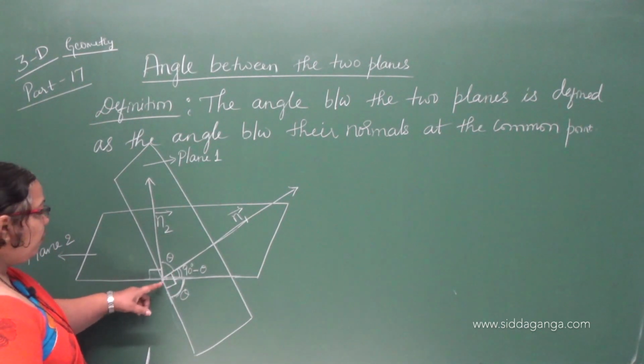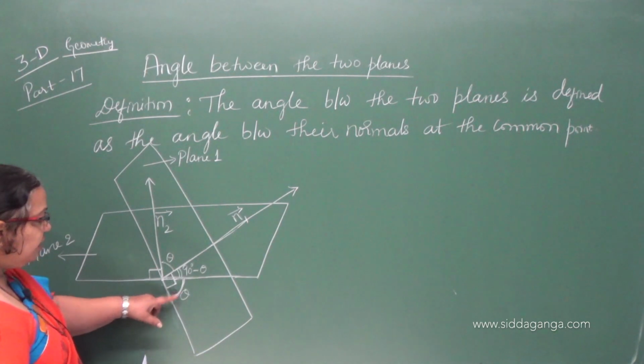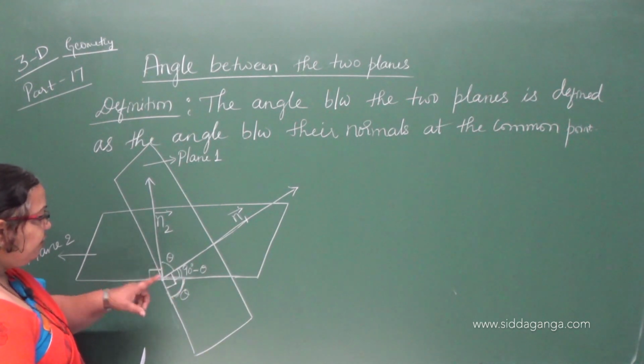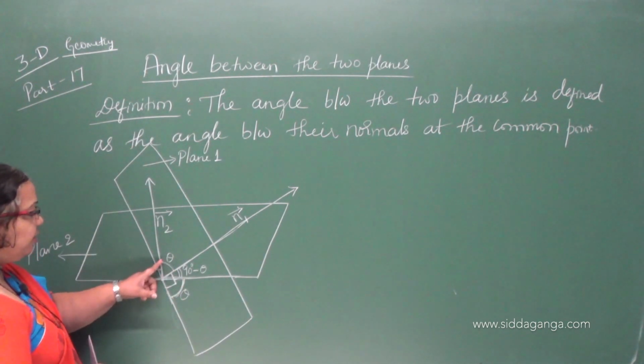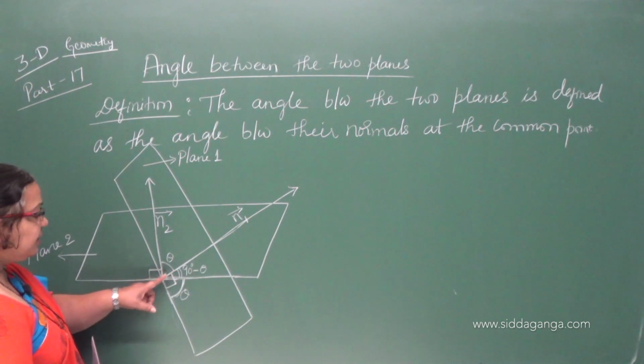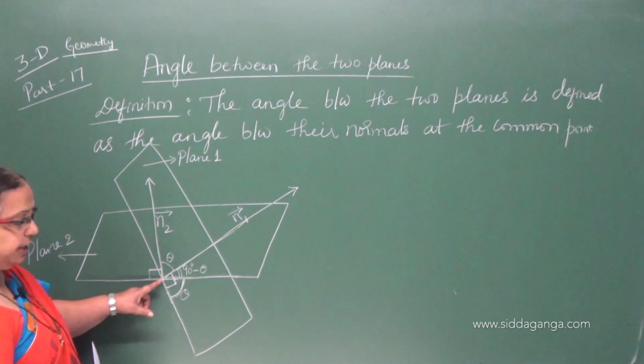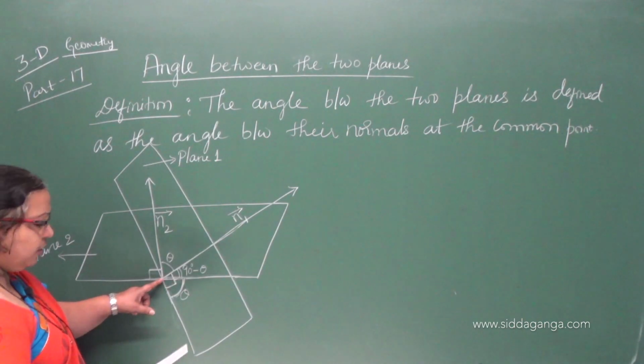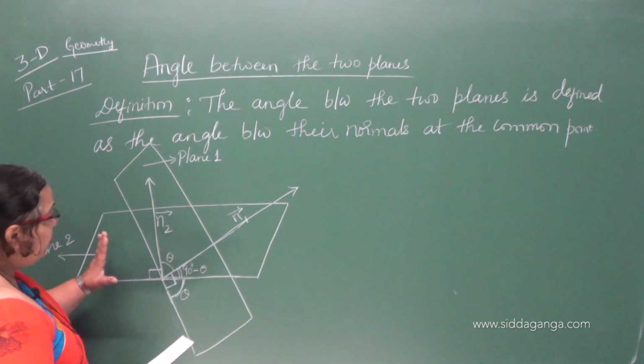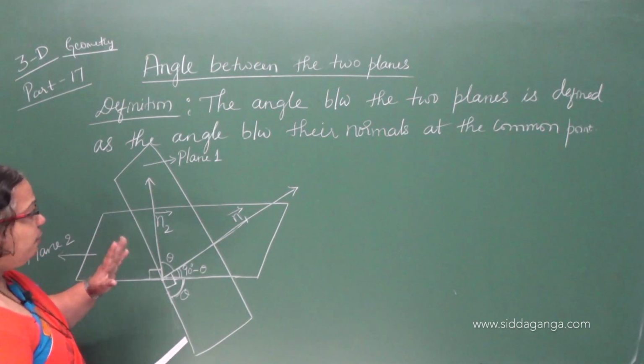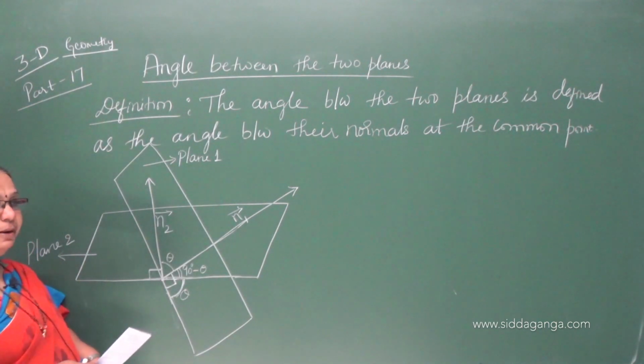Therefore, the angle between the two planes is defined as the angle between the two normals at the common point. At the common point. So now how we can find the normal vectors?